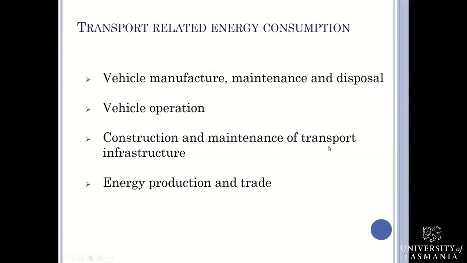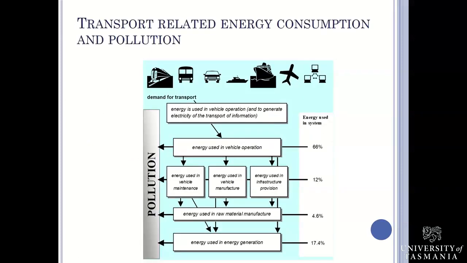And then we have construction and maintenance of transport infrastructure. So once again, energy input. And then we have the vehicle operation, which is only part of it. The percentage, we will probably be surprised, is actually not as much as you would think. And then we have the vehicle maintenance and the disposal side, all requiring energy input. So here is a very rough estimate of the percentage of energy consumption at each stage. The energy generation, probably plus the transport side, is 17.4, and all those eventually add up to 100%.